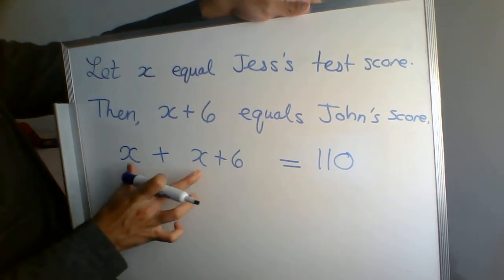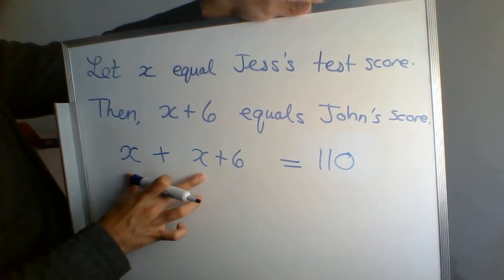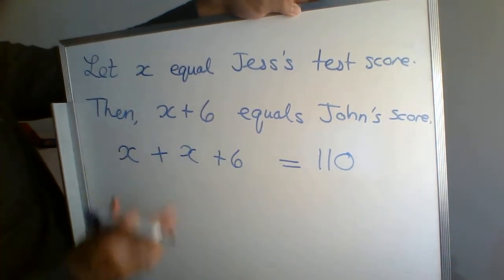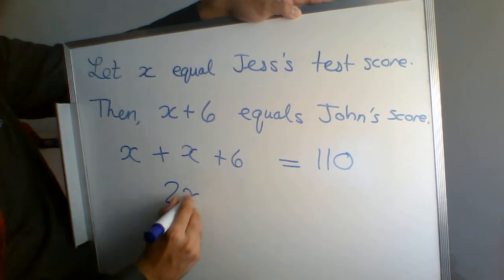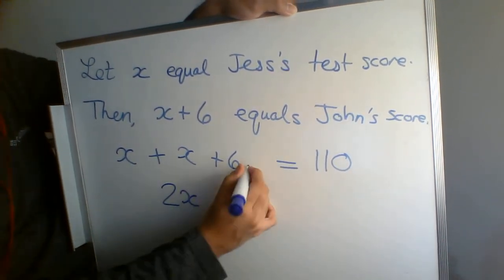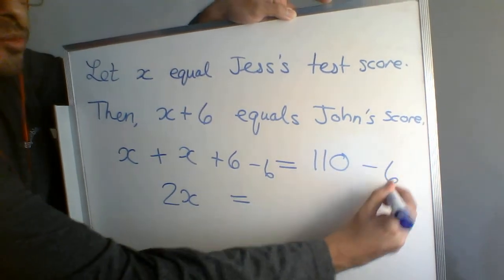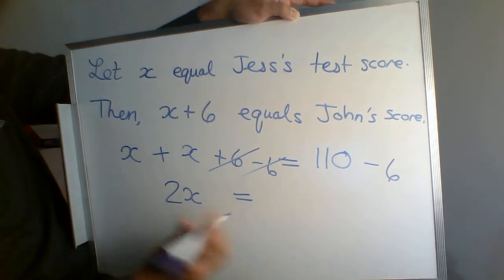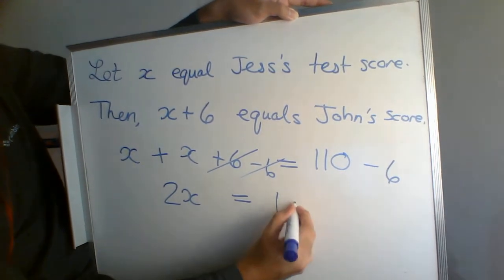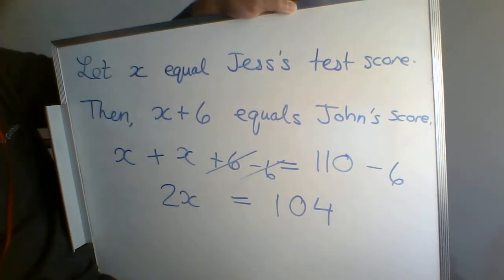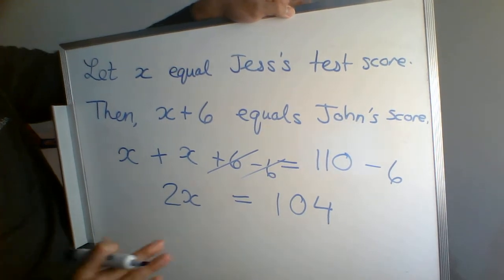So let's add the two x's together. We've got x plus x plus 6 equals 110. So x plus x, well, that's going to be 2x. And then if I don't want to have the 6 on this side, I'm going to subtract 6 from this side. I'll subtract 6 from that side. These ones will disappear. So I'll be left with 2x on the left, and 110 minus 6 is going to equal 104 on the right side. Right? So hopefully that's making sense. I hope I'm not going too quickly.